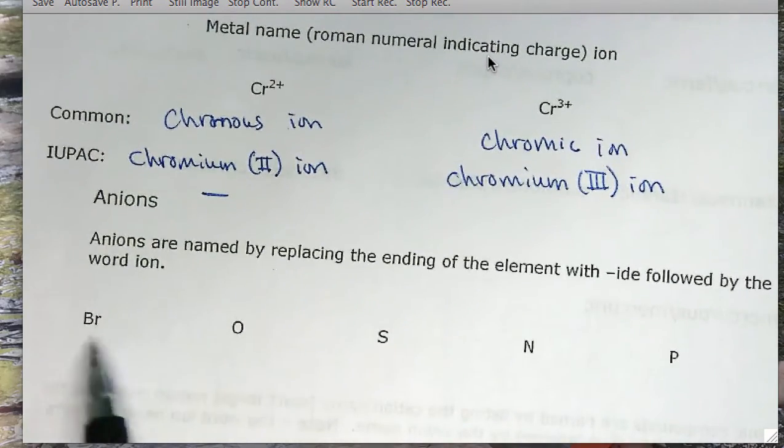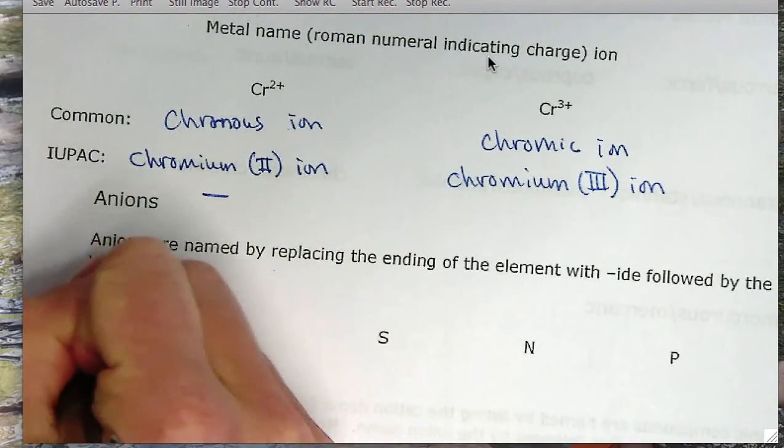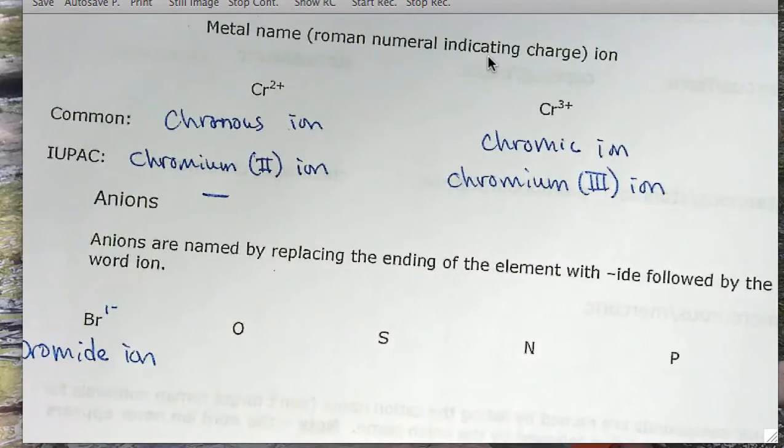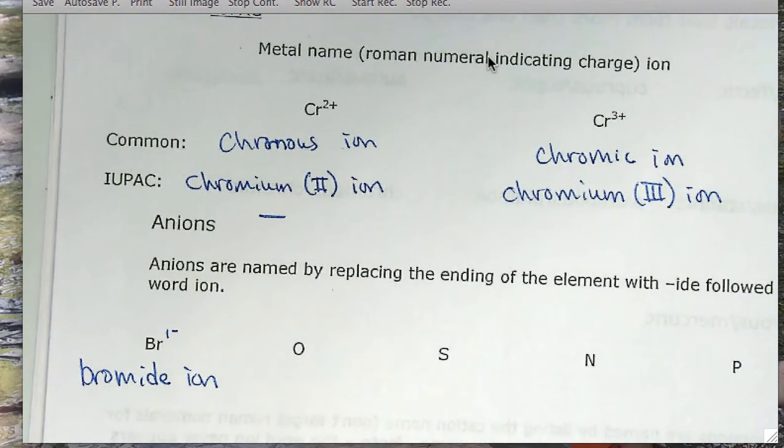What ions would each of these form? -1. Good. So the ending of the element, bromine, you're going to replace with "ide," bromide, and then say the word ion. So this would be bromide ion. So the whole answer is the symbol, the charge, and then the new name with the ion? Correct.